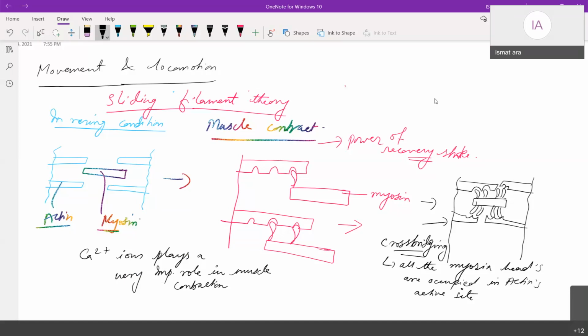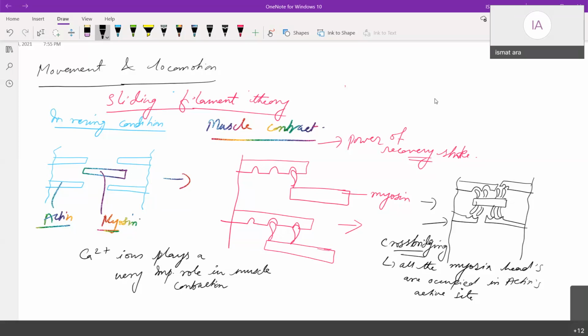Remember the function of the T tubule? I told you in class 11. Does anyone remember the function of the T tubule? Any one of you? Okay, no issue. The function of the T tubule I will discuss in the next class. Firstly, you should go with the concept, what is the basic concept, what is happening in the sliding filament theory. Next class again with movement and locomotion. The same muscle contraction will continue.